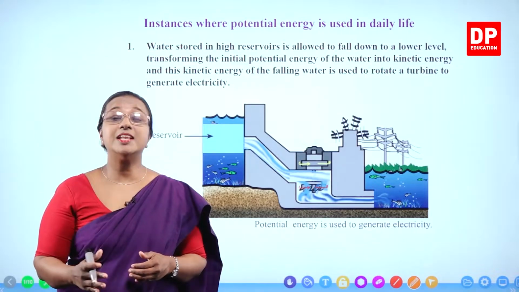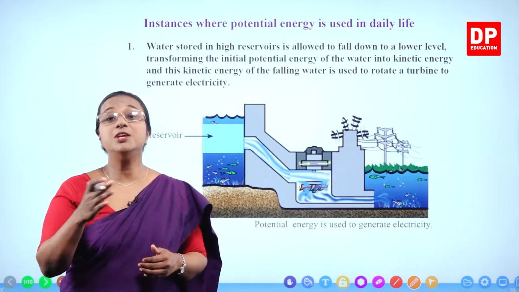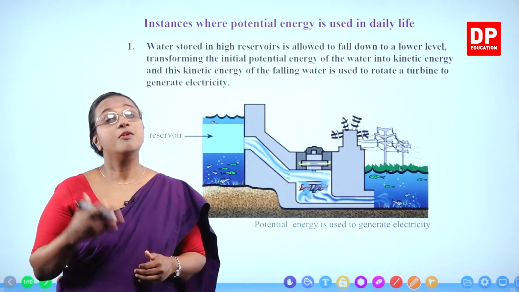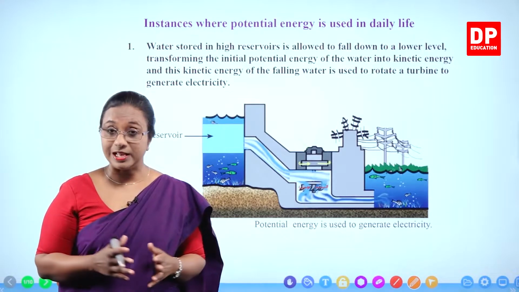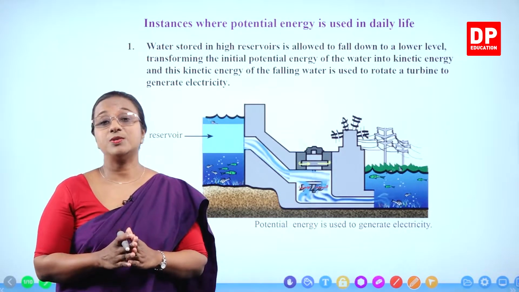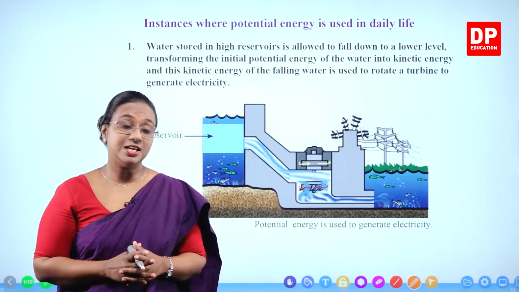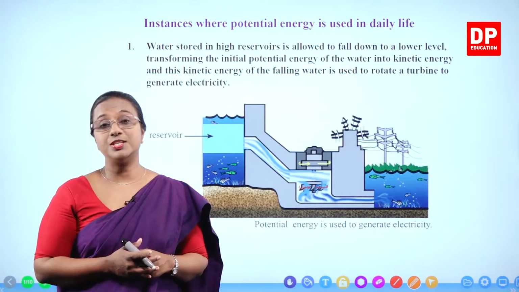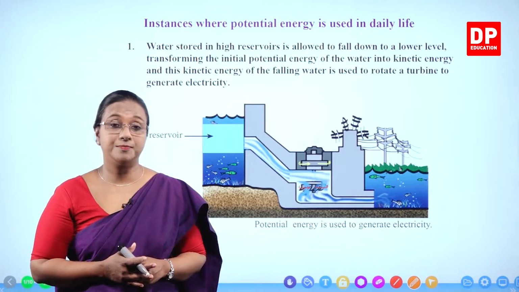Kinetic energy is the energy possessed by an object due to its motion. When an object is moving, it has a velocity. Because of velocity, it has kinetic energy. And that is given by the equation half mv square.